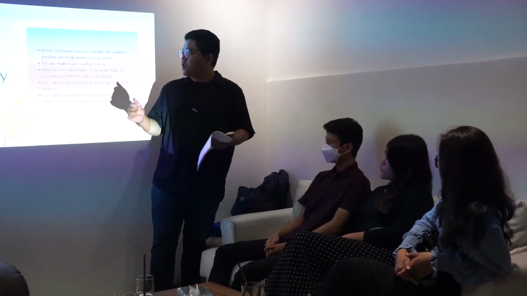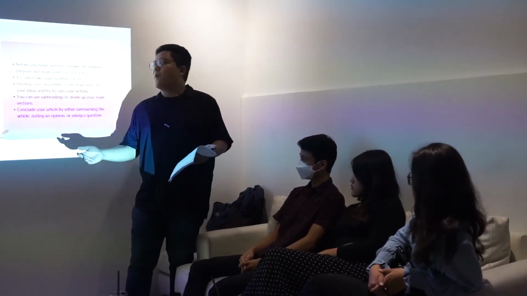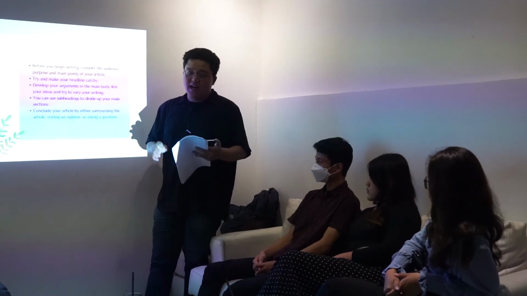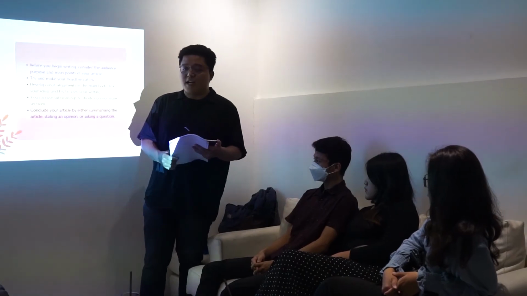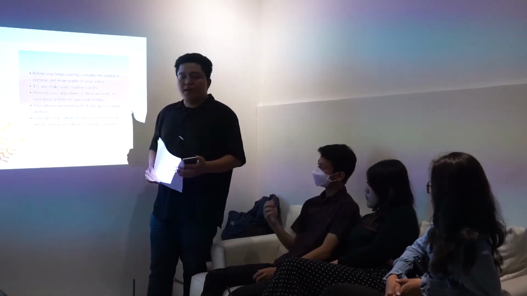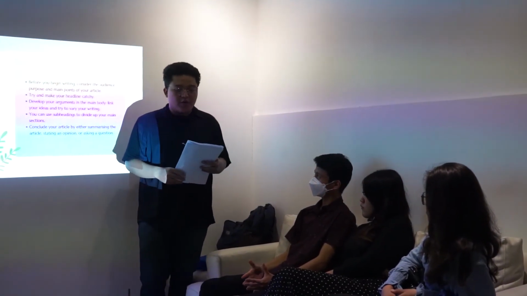Next, you should also develop your argument in the main body of your article. You can use linking words to connect one idea to another, such as additionally, however, and something like that. You can also use subheadings to divide the sections of your main body, like I said before. And lastly, you should conclude your article and summarize it in the conclusion part. Now that is how you write an article.